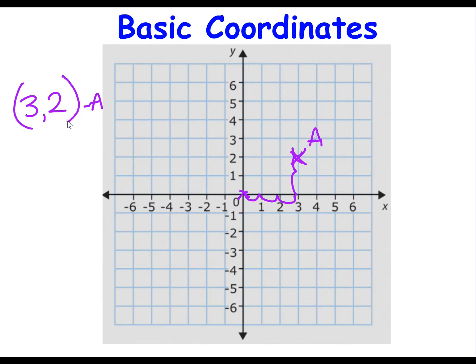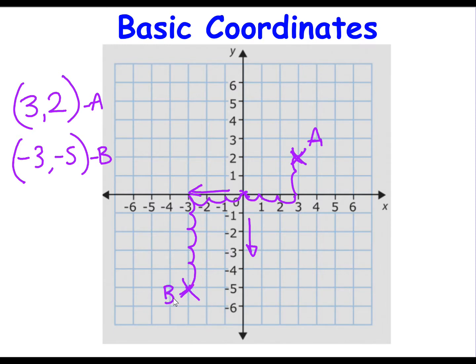If either of the coordinates are negative, for the x-axis it means you go this way, and for the y-axis you go down this way. So if I had a coordinate -3, -5, and we'll call that point B, I would go 3 along in the negative direction and 5 in the down direction. So this would be point B.